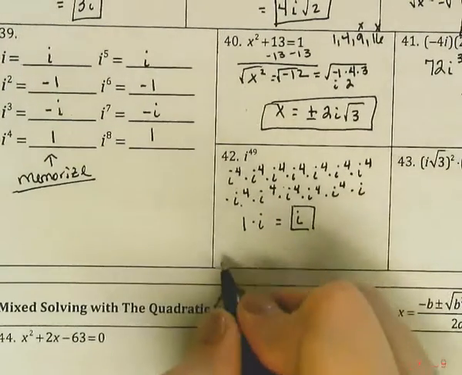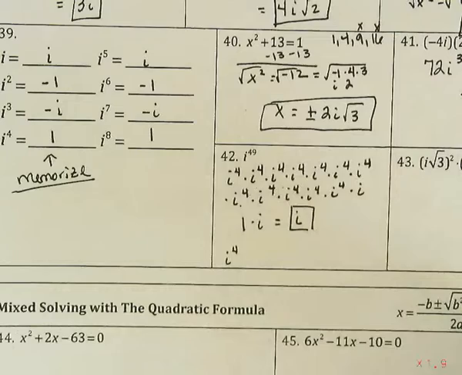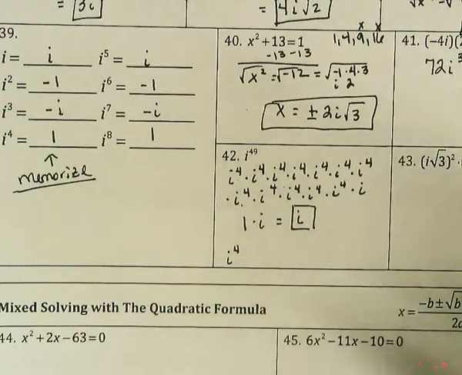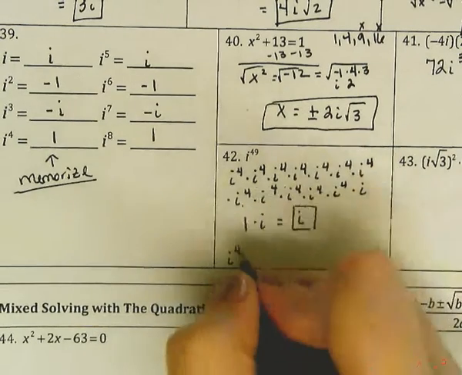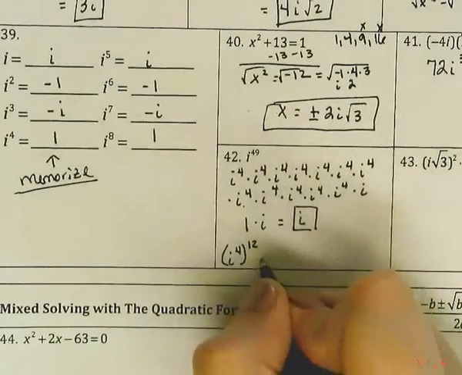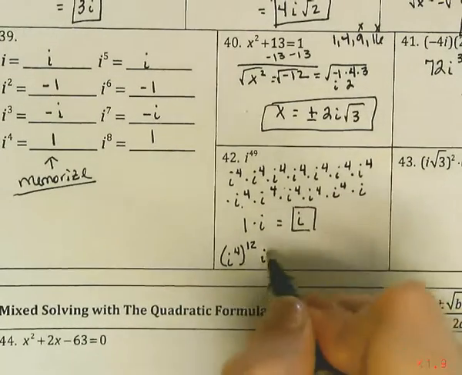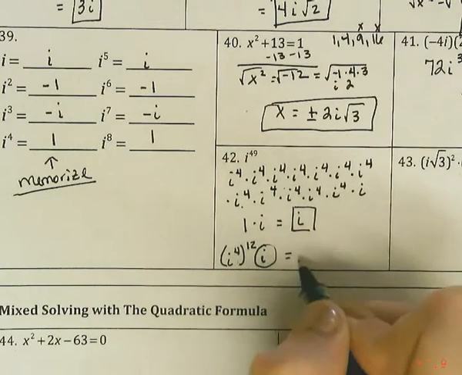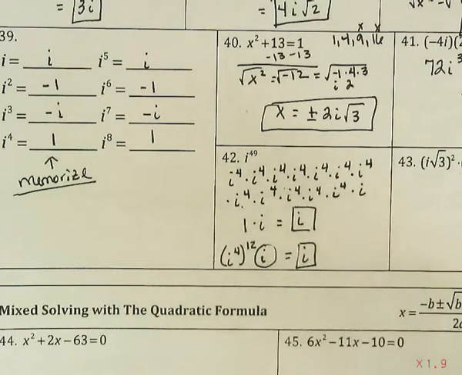Now, I've taught some of you a shortcut. 49 divided by 4 is going to be 12 point something. So we can write i to the 4th 12 times, that's 48 i's, and then one more. We're only looking at this one out here, because the rest is 1. So i.